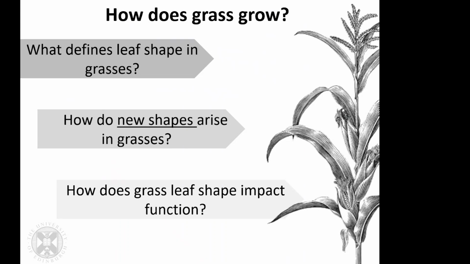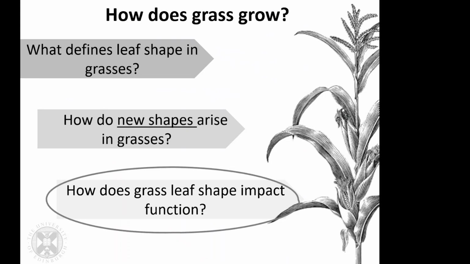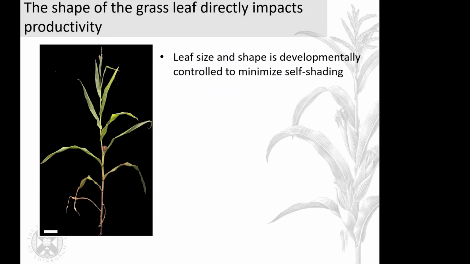And how does the grass leaf shape impact its function? Now, this last question is possibly the easier one because it's the one that people have been looking at the longest, so I haven't had to do any work on it. Leaf size and shape is developmentally controlled to minimize self-shading because the leaves are in an opposite fashion.